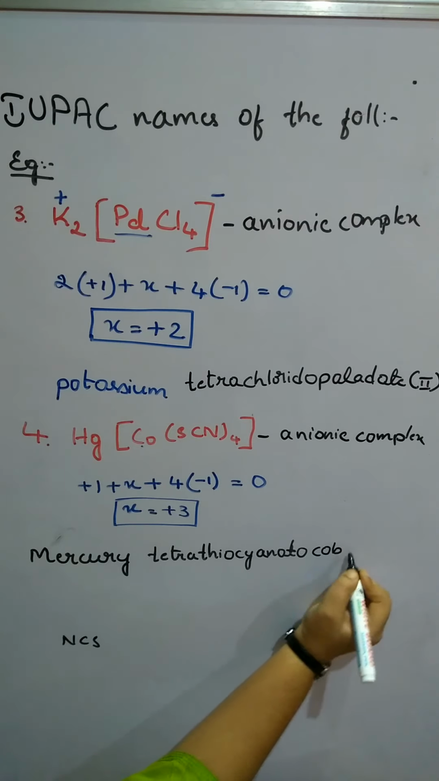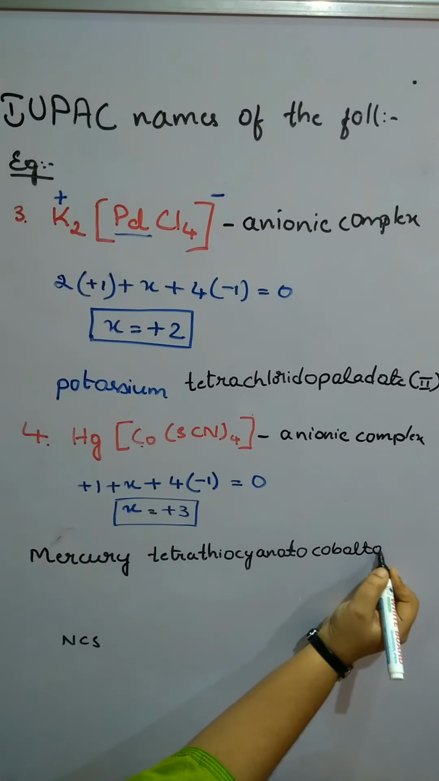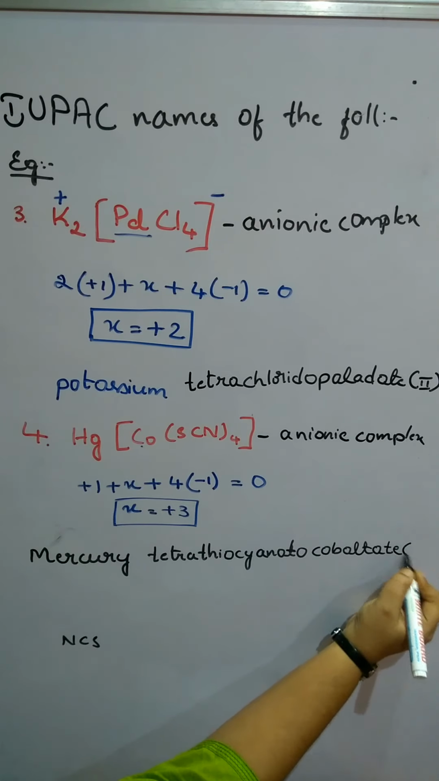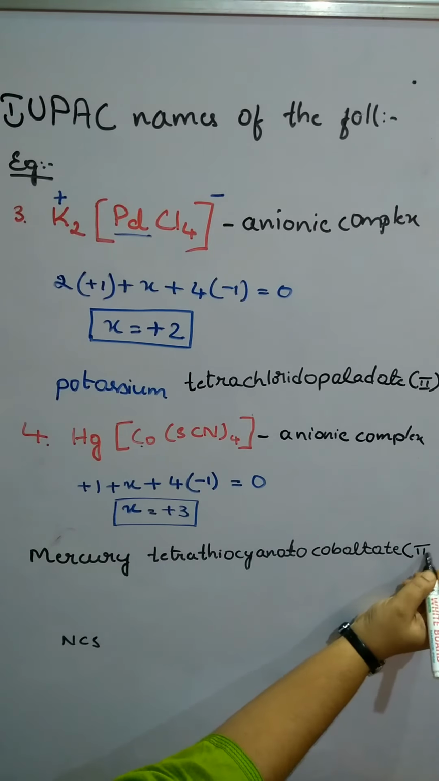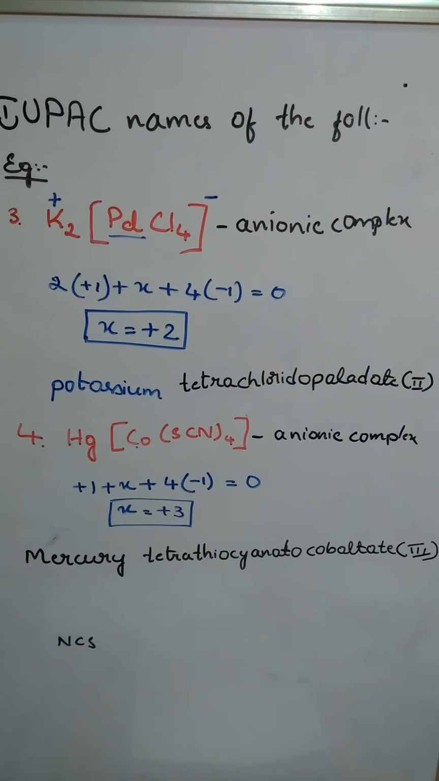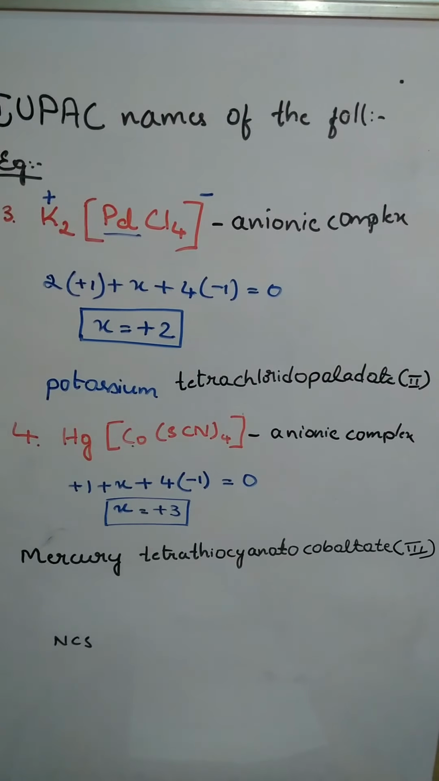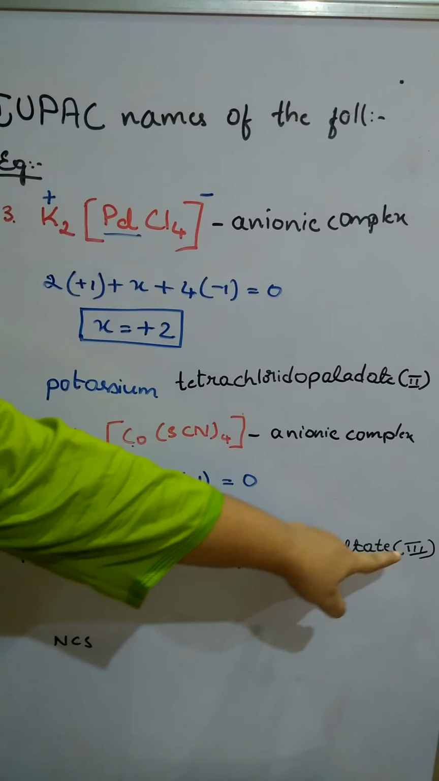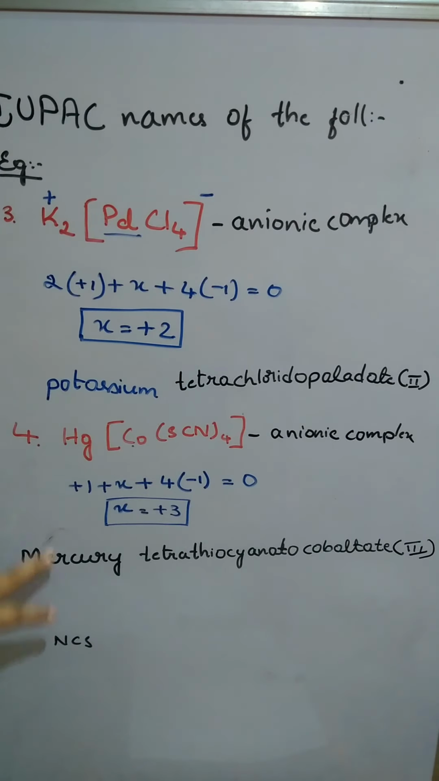and we have a metal as cobalt. So the name should end with ATE. It is cobaltate. Cobaltate, oxidation state is 3. Then it becomes 3 here within bracket. So the name is mercury tetrathiocyanato cobaltate(III). So you try to complete that one properly. So the name I'll repeat once again. Mercury space tetrathiocyanato cobaltate(III) it is. So this is the IUPAC name of this particular compound. And the compound is an anionic complex.